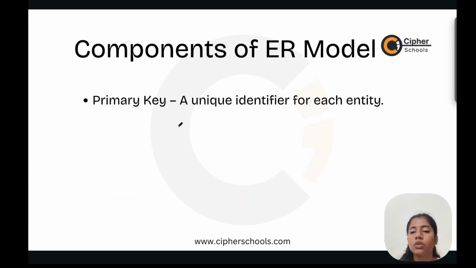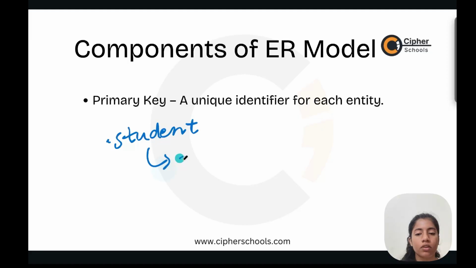Now we discussed this particular component, the primary key. To identify each entity uniquely, we have an attribute which we call a primary key. Remember, for student, we had roll number as its primary key. Then for customer, we can have customer ID. We can have something which uniquely identifies all the entities.